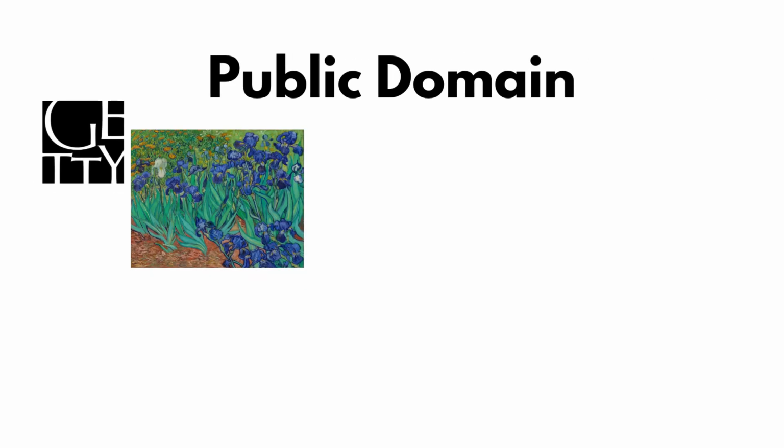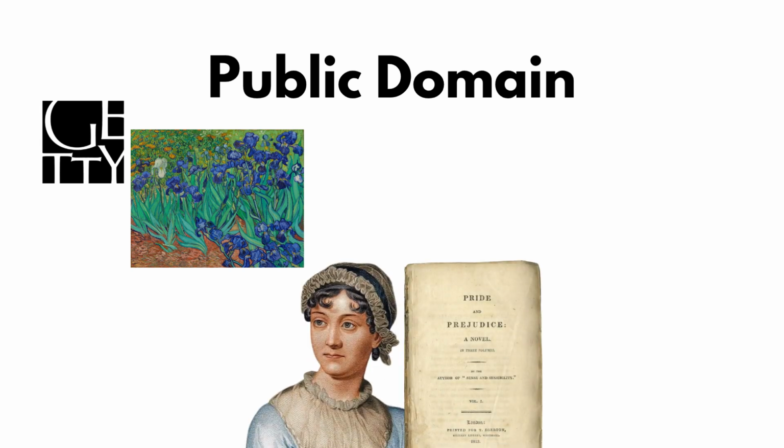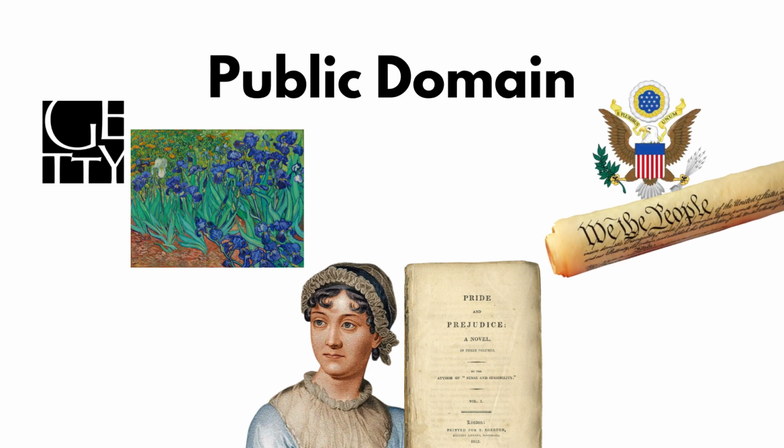Works may enter the public domain when a CC0 dedication is made, as in the case of Getty Museum's release of over 88,000 images of artworks; when the copyright has expired, as in the case of Pride and Prejudice by Jane Austen, first published in 1813; and when copyright protection does not apply, as with federal government publications, which immediately enter the public domain upon creation. Each year on January 1st, more works enter the public domain.